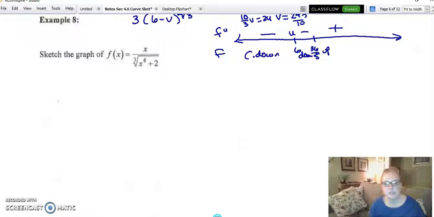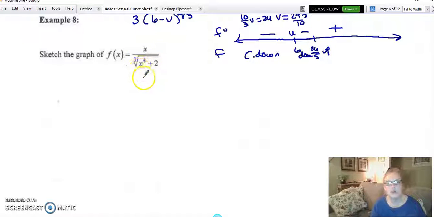All right, we're looking at example eight in the curve sketching notes, and we're going to take a look at our continuity, as always, in our domain. Now, we have a fraction, and you'd be tempted to say there must be a domain restriction, but remember, it's only a domain restriction if the denominator equals zero, and this denominator never equals zero because you have an even power plus two.